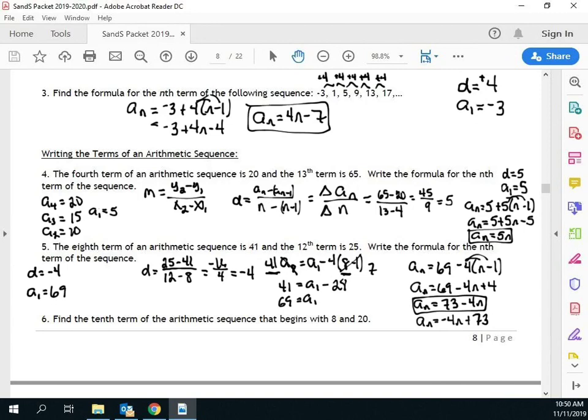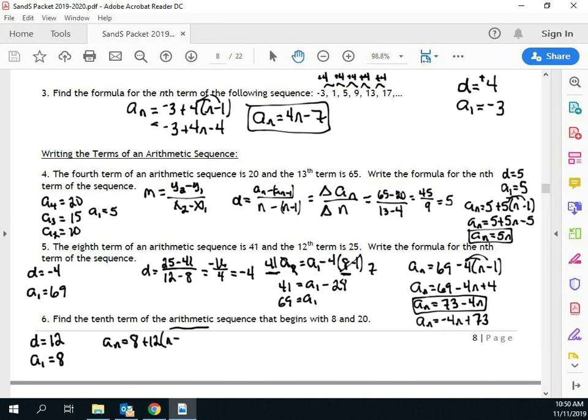Alright, this one goes on to say, find the 10th term of the arithmetic sequence that begins with 8 and 20. So we know our first two terms. We know it's arithmetic, which means there's a common difference. So let's find the equation first. What is the common difference from 8 to 20, guys? 12. What is our first term? 8. Let's write our equation real quick.